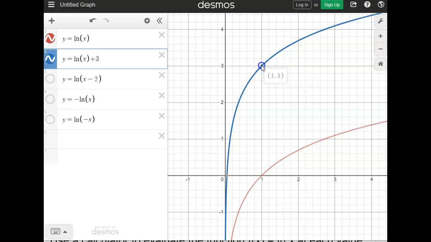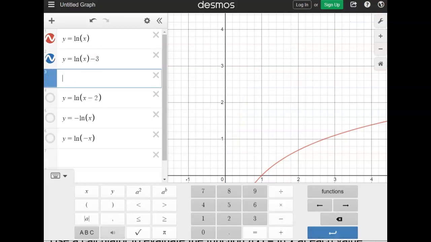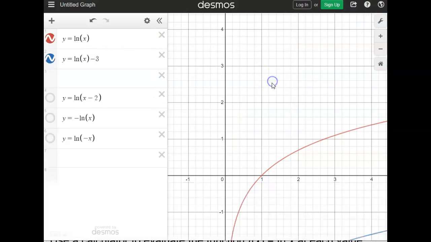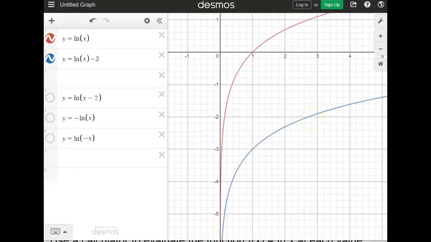Right there. So the y value increased by 3. If we were to change that plus into a minus, you could see how the graph will be shifted down instead. You could see that here, and that point that we had as reference for the x-intercept, now we see it here at 1, -3. So that is an example of a vertical shift.